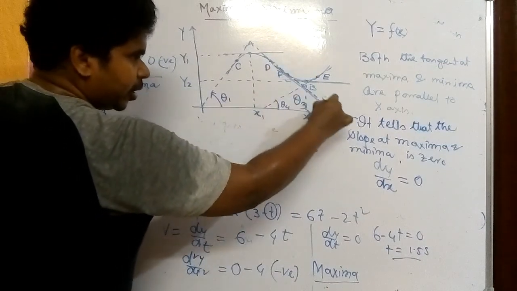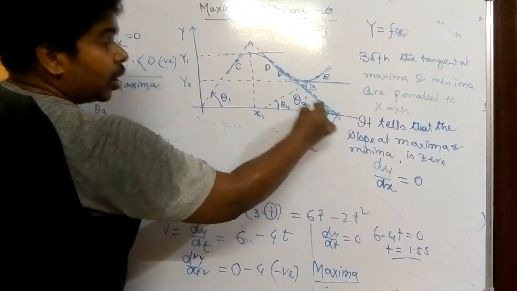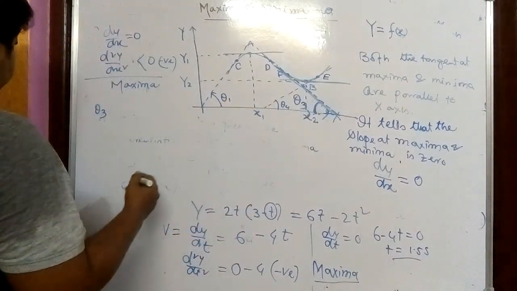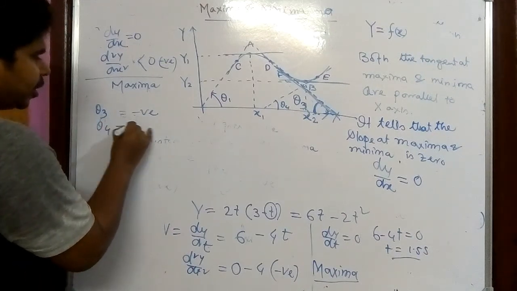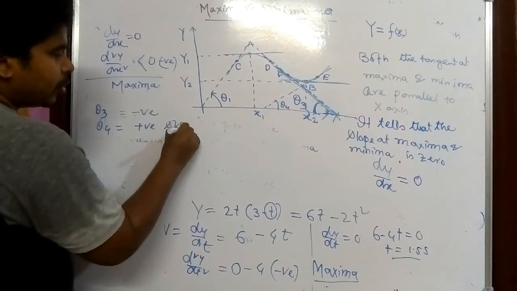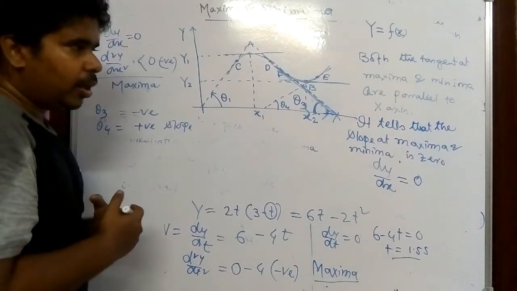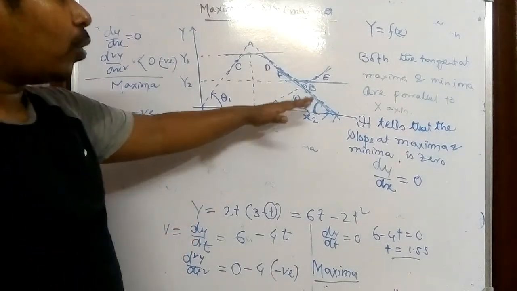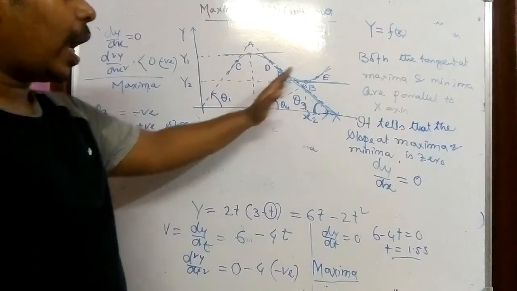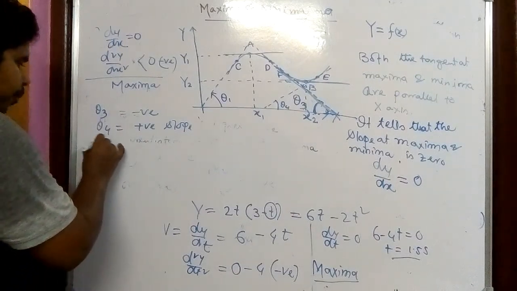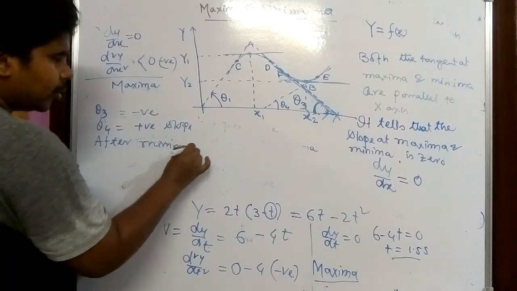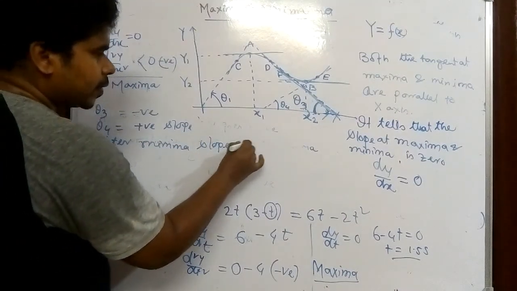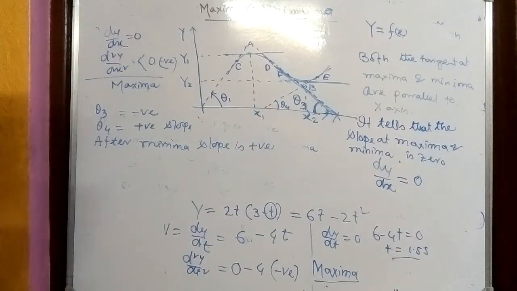Okay, so slope, how do we find it? We draw a tangent, and the tangent touches the x-axis. What angle is made, that is the slope. So theta 3 is a negative slope, and theta 4 is a positive slope. So at minima, before minima that is a negative slope, and after minima the slope is positive.